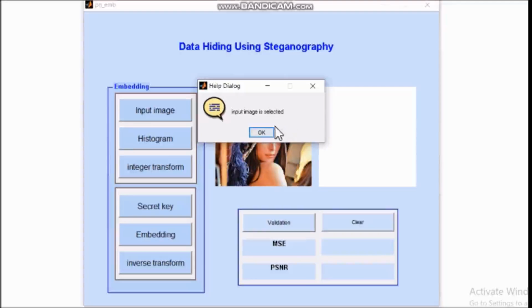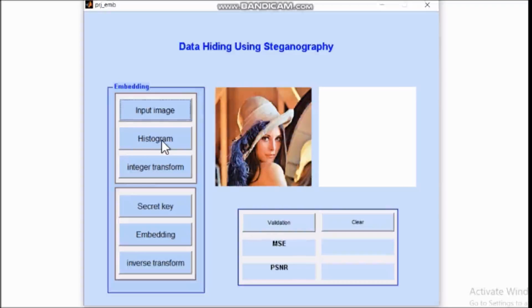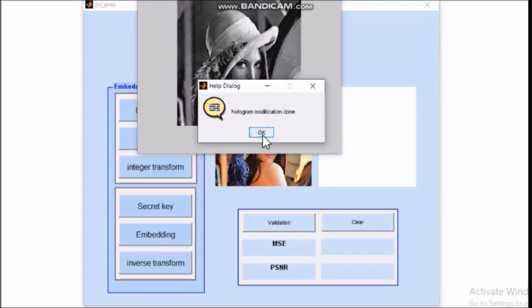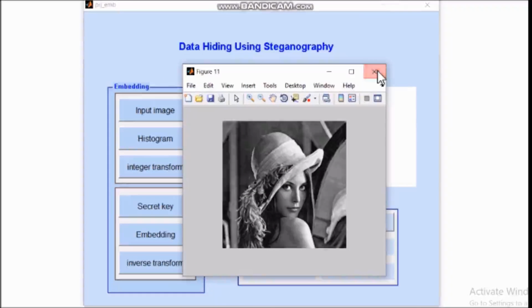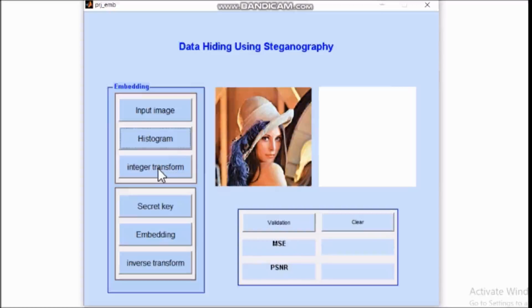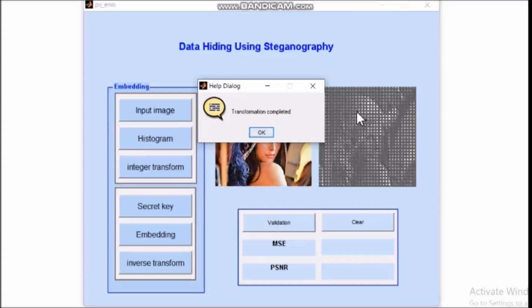Here histogram means it is converting an image from RGB to grayscale. Now, this is the integer wavelet transform. In the integer wavelet transform, pixels are divided into different wavelet patterns, and here the transformation is completed.